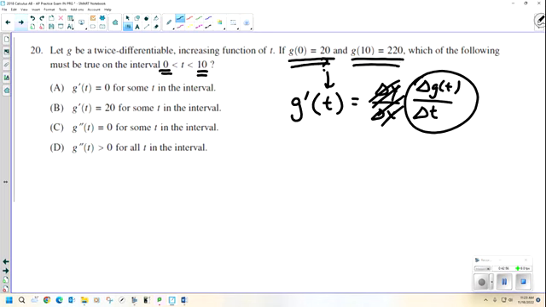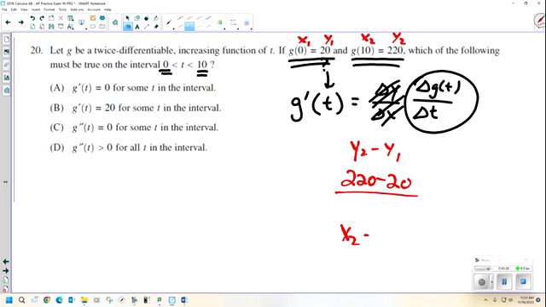Because remember, you should always think of these things as coordinates. When x is 0, y is 20. We'll call this x1 and y1. When x is 10, y is 220. We'll call those our 2's. So y2 minus y1 is going to be 220 minus 20 all over x2 minus x1, which is 10 minus 0. So I got 200 divided by 10, which is 20. That is this part.